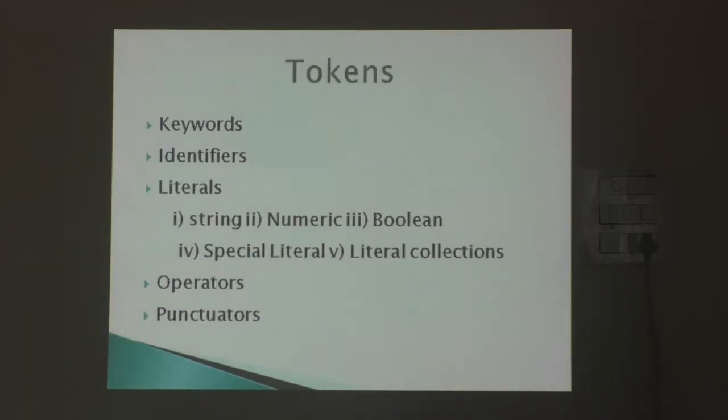The next one is literals. What do we mean by literals? A literal is nothing but a constant, that is, a fixed value. The value does not change during the execution of the program. There are 5 types: string literal, numeric literal, boolean literal, special literal, and literal collections. In this video class, we are going to see only one type of literal, the string literal.